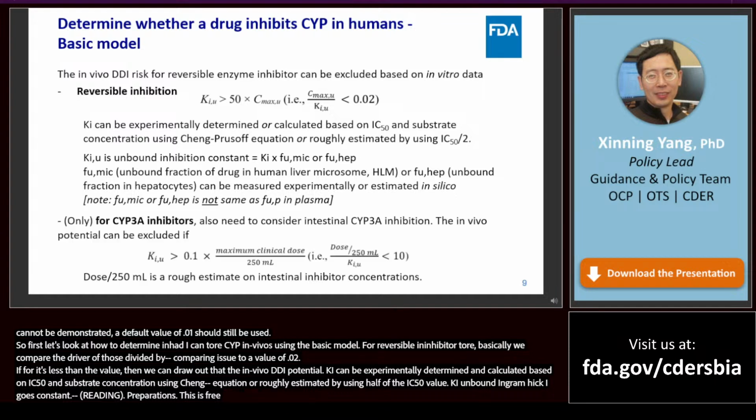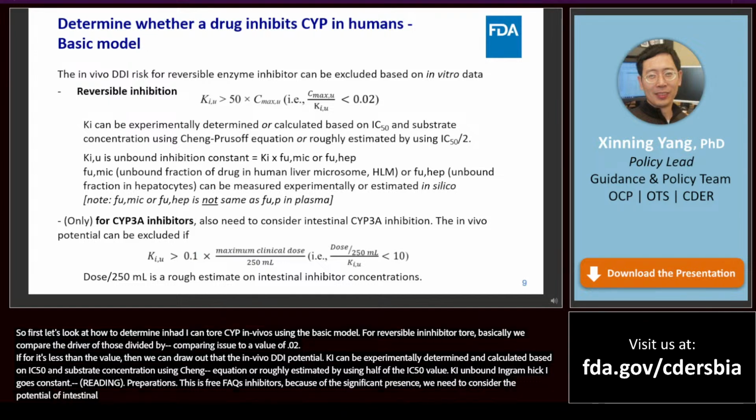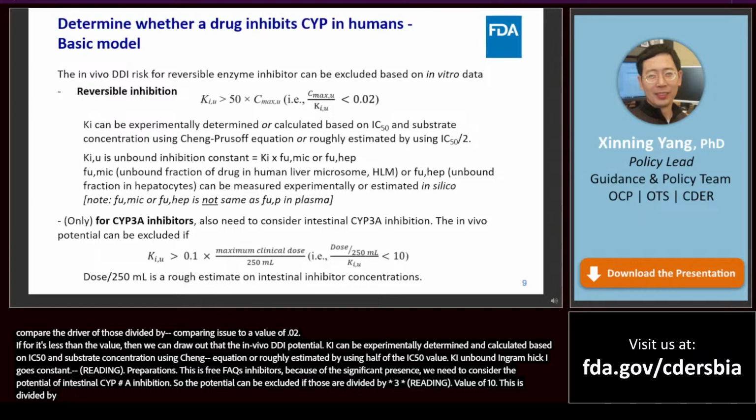For CYP3A inhibitors, because of the significant presence of CYP3A in the intestine, we also need to consider the potential of intestinal CYP3A inhibition, so that the in vivo potential can be excluded if the dose divided by 250 milliliters divided by the Ki is below a cutoff value of 10. This dose divided by 250 milliliters is a rough estimate of the intestinal inhibitor concentration. And this could be an overestimation for drugs with low solubility, such as BCS class 2 or 4 drugs.